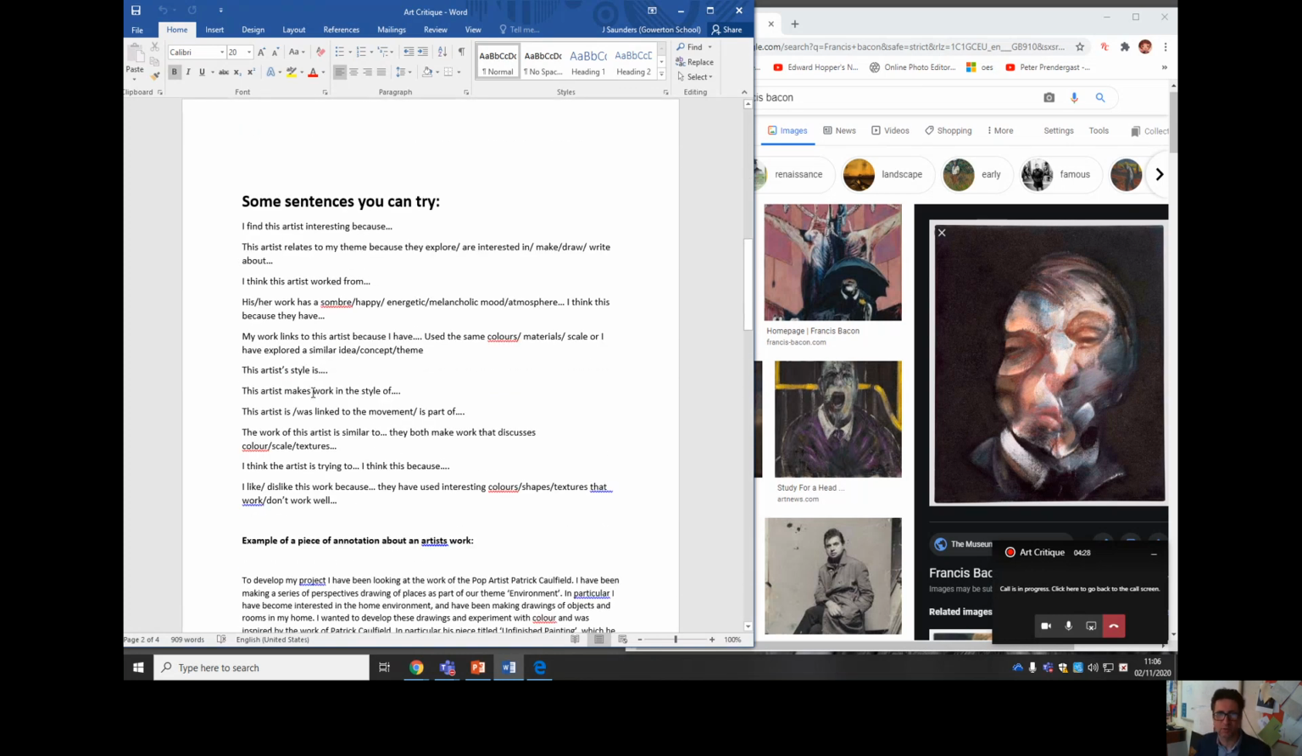Here's some nice ways to start off or think about what you're writing about. I'm interested in the artist because, okay, it's a simple one. The artist relates to my theme because it explores, well, we're looking at people and emotions. We're looking at different ways of describing moving paint around. So, what is it that we are studying this for? When I look at their work, does it make me feel happy, energetic, somber, melancholy? What emotions do I feel when I look at this piece of work? Or what do I think the artist wants me to feel?